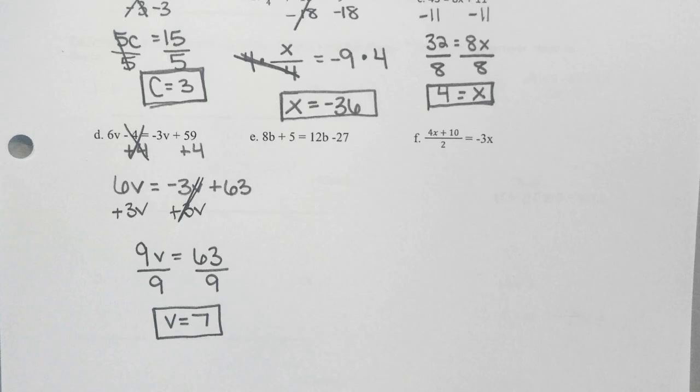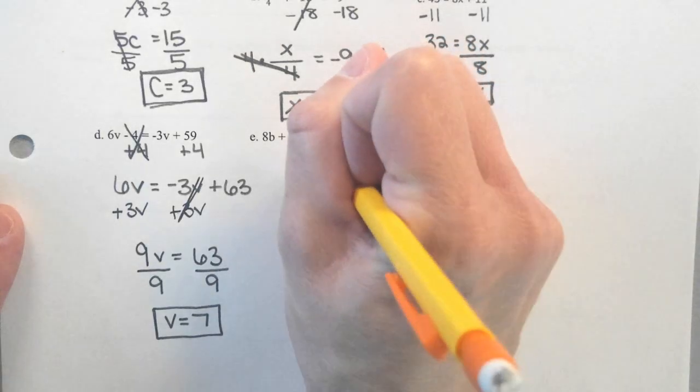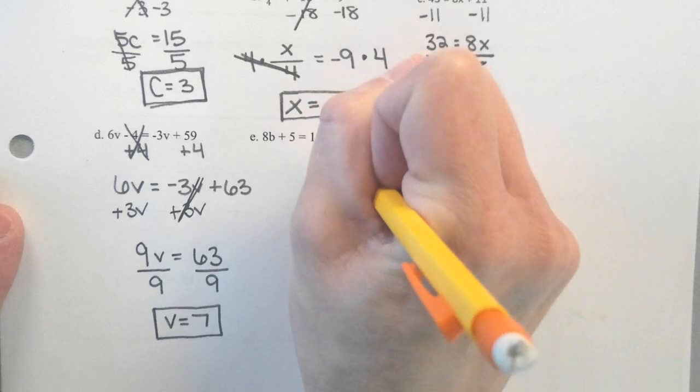Okay. Next one has variables on both sides too. Angel, what would your first step be for part E? There's really not a wrong answer. You pick what you like. Plus 27 each side. Yeah, I like that. Let's get rid of that big, ugly negative 27.